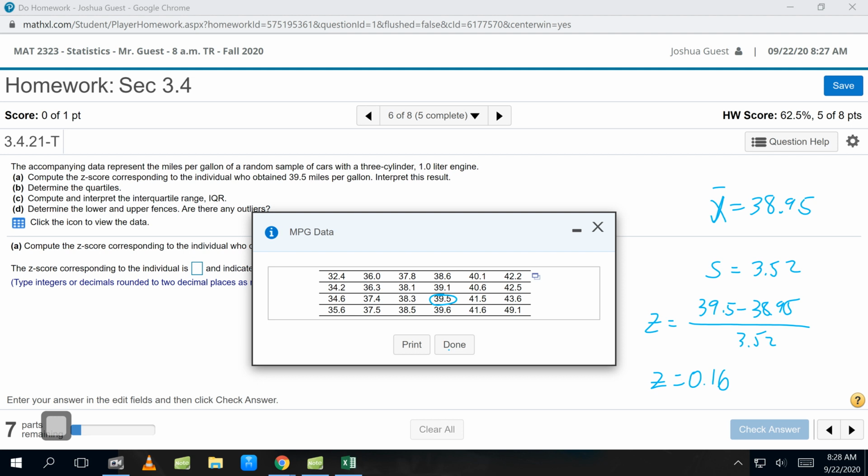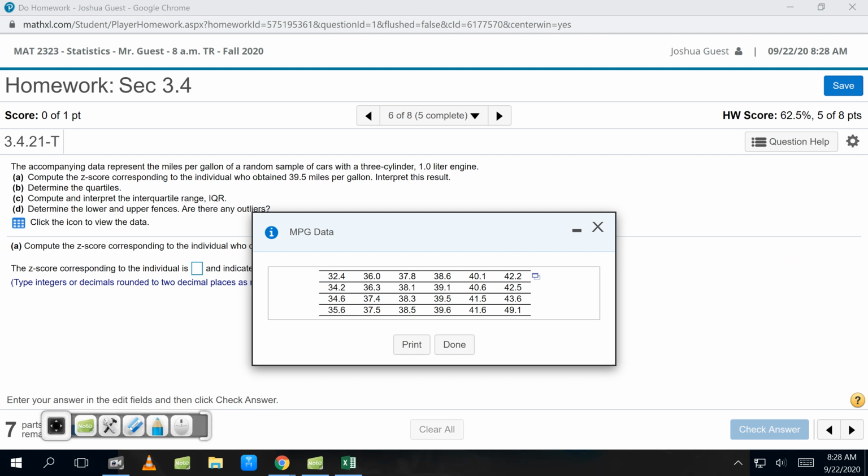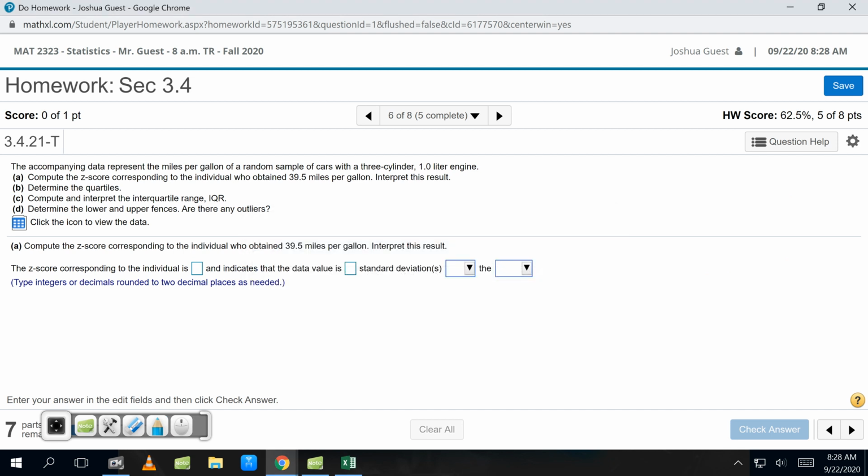0.16. 156 is what it is, so we're going to say 1.6. What if they did it to one decimal place? Let's just see if that's the same answer. 39.5 minus 38.9 divided by 3.5 is 0.17, so it's a little bit different answer. We'll see. I'll put in 0.16 first. We'll follow the... So done here.